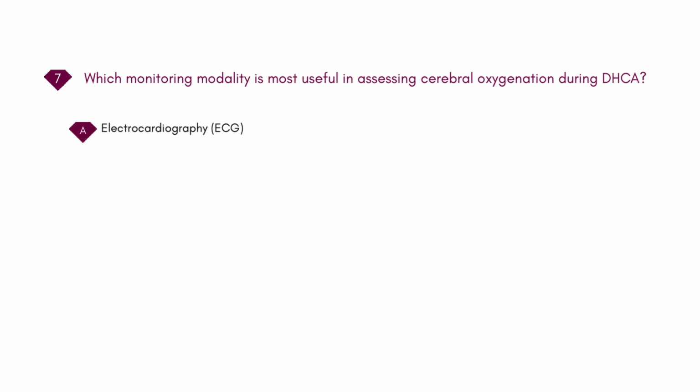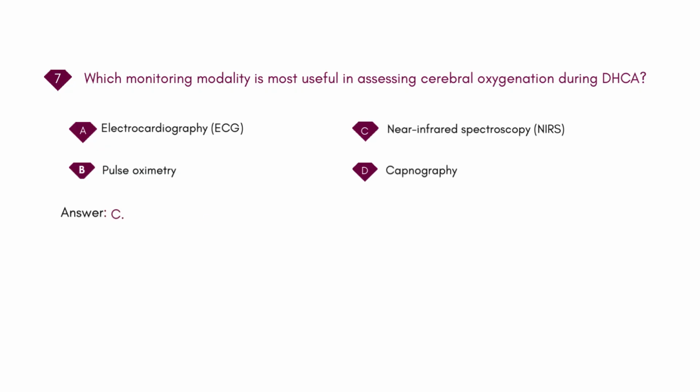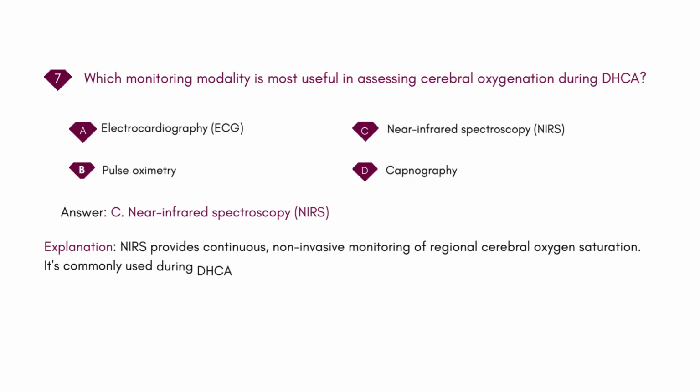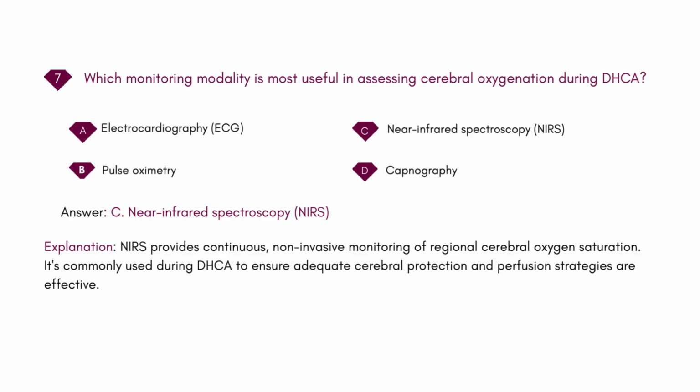A. Electrocardiography, ECG. B. Pulse oximetry. C. Near-infrared spectroscopy, NIRS. D. Capnography. Answer: C. Near-infrared spectroscopy, NIRS. Explanation: NIRS provides continuous, non-invasive monitoring of regional cerebral oxygen saturation. It's commonly used during DHCA to ensure adequate cerebral protection and perfusion strategies are effective.